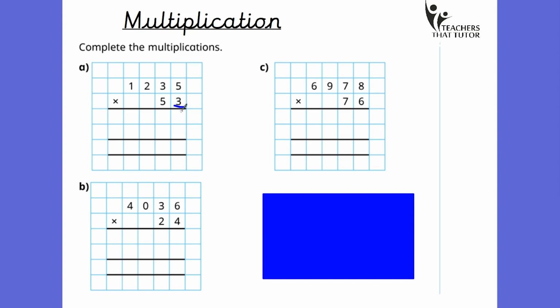5 3s are 15. So 5 down, carry the 1. I'm just writing my 1 up here, and the reason is because it's going to get very congested down here when we start multiplying the 10s. 3 times 3 is 9, plus 1 is 10. So put 0 down, carry the 1. 2 3s are 6, plus that 1 is 7. And 3 times 1 is 3. Okay, so that's the first part done. We've multiplied this 4-digit number by ones, and that's what we've come out with.